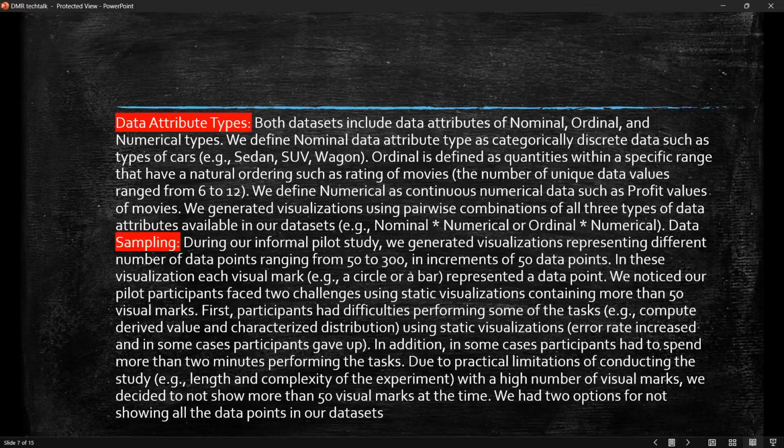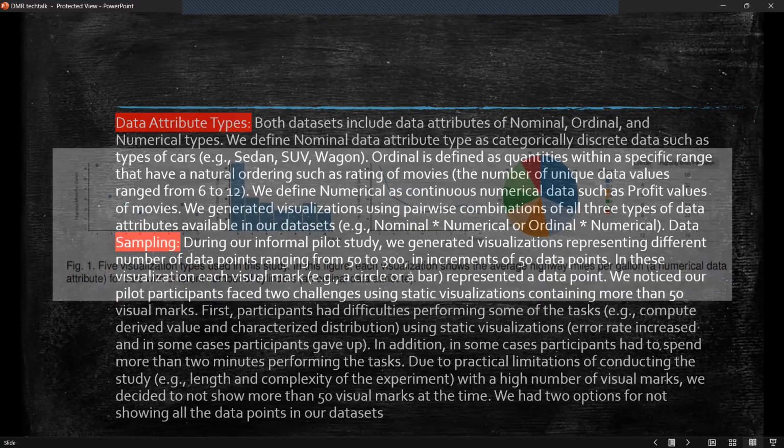Due to practical limitations of conducting the study, for example length and complexity of the experiment, with a high number of visual marks, we decided not to show more than 50 visual marks at a time. We had two options for that, showing all the data points in our datasets.